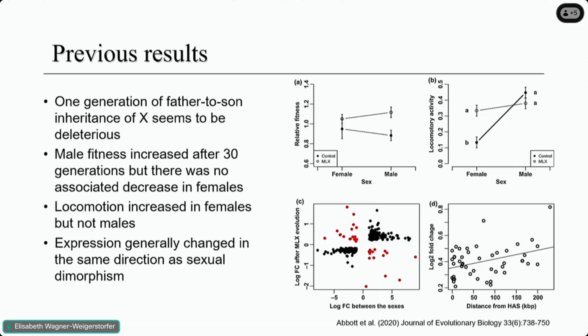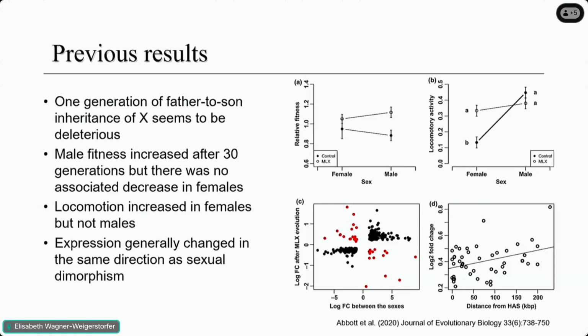Expression generally changed in the same direction as sexual dimorphism. So that's what's shown in panel C here. So we took a measurement. These are only the things that were differentially expressed as a result of the selection treatment. But if you then classify them according to their fold change between the sexes, so that you have male biased stuff on the positive side and female biased stuff on the negative side, then you can see that overwhelmingly it's going in the same direction.